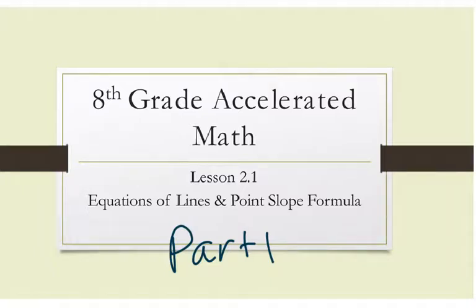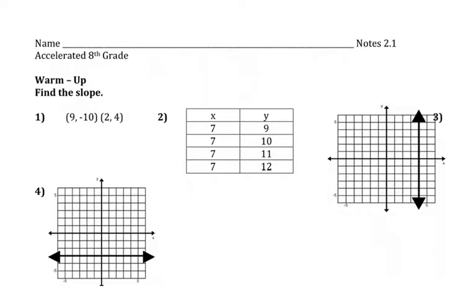This is lesson 2.1 for 8th grade accelerated math. We are going to talk today about equations of lines and point slope formula. Okay, the first part is the warm-up, so if you haven't done this yet, then pause the video and go back and do the warm-up and then come back and make sure you got it all right.